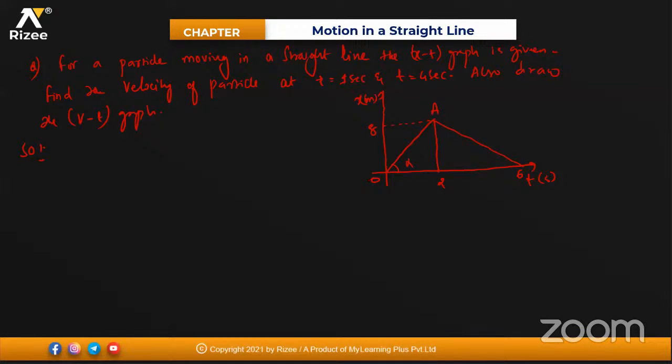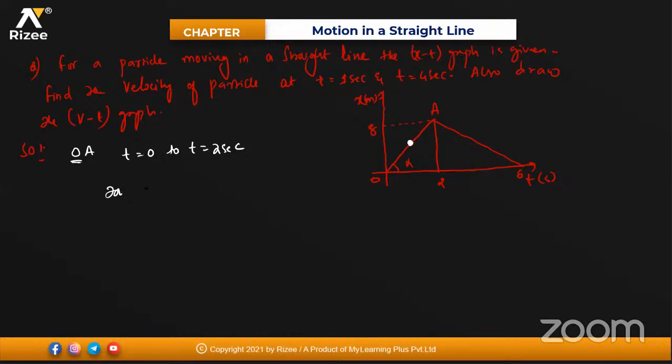For a particle moving in a straight line, the x-t graph is given. Find the velocity of the particle at t = 1 second. t = 1 second is anywhere between where, beta? It will be a straight line passing through the origin, somewhere here, from O to A. Time t = 0 to t = 2 seconds: whether you take 0.1 second, 0.2 second, 1 second, 1.2, 1.3, 1.4, 1.5, up to 2 seconds, it will be a constant.